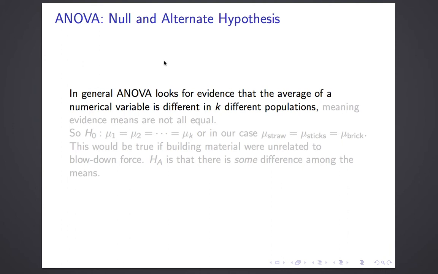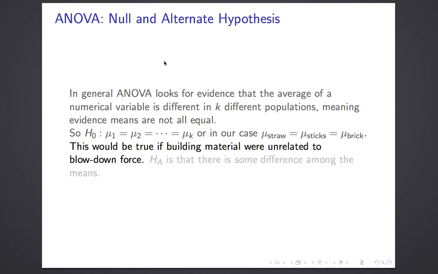Before we look at that example in depth, let me say in general, ANOVA is going to look for evidence that the average of a numerical variable in k different populations is different. That is to say, it's looking for evidence that the means aren't all equal. So our null hypothesis is that the means are all equal. If we have k different populations, mu1 equals mu2 ... equals mu k. In our case we have three populations, so we're saying mu straw equals mu sticks equals mu brick. That is to say, the average blowdown force for straw is equal to the average for sticks is equal to the average for bricks.